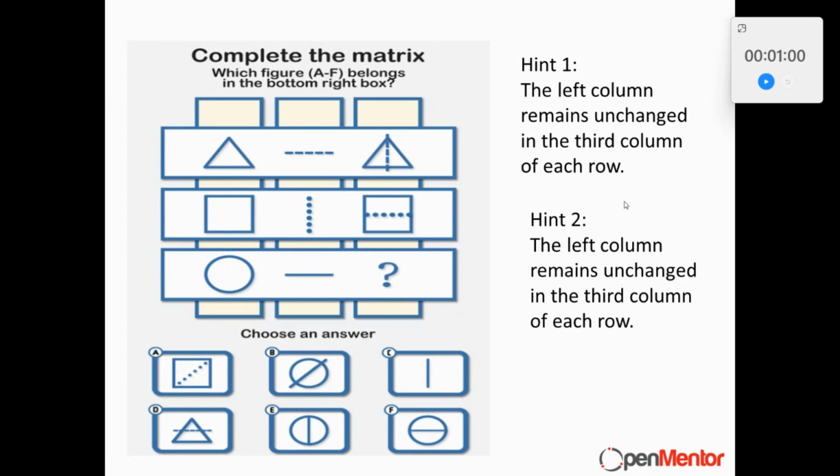The left column remains unchanged in the third column. So the left column is unchanged in the third column also. Now we have to think. What is the pattern formed here? Say I know this will be again circle. Now I am trying to find out how this and this are used here.